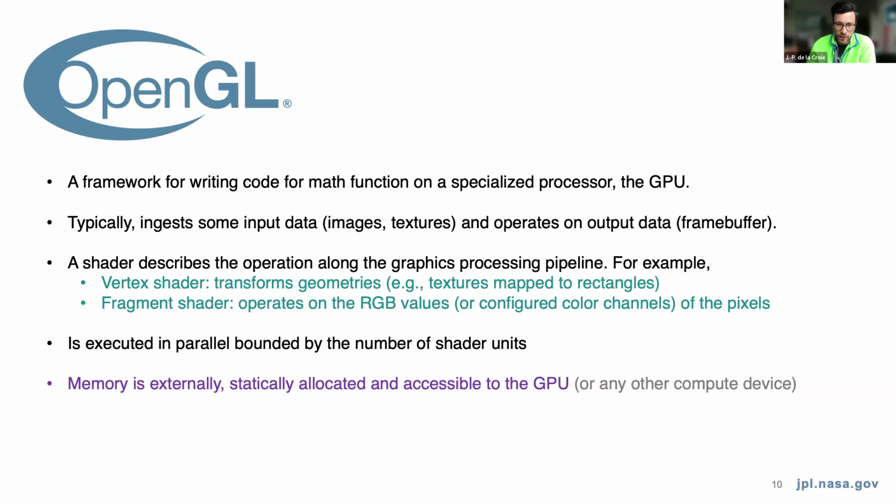You can also, of course, allocate memory externally and make that accessible to the GPU. So the GPU reads in the textures, has access to the frame buffer, and does all the operations on the memory that you've already allocated. So you don't have to worry about dynamic memory allocation, really.